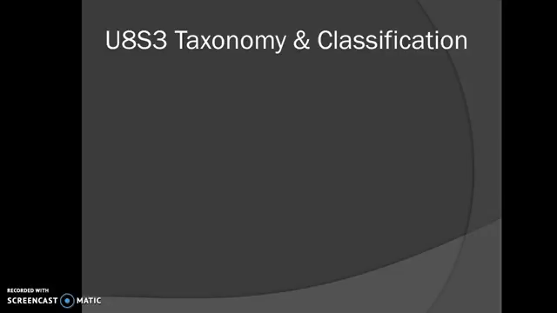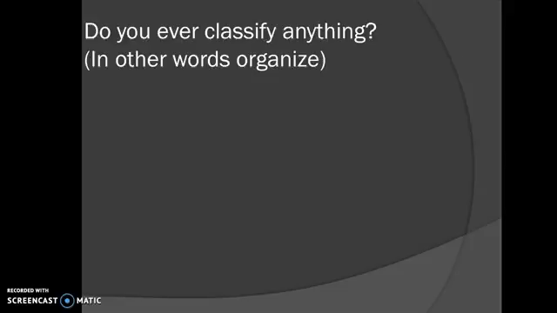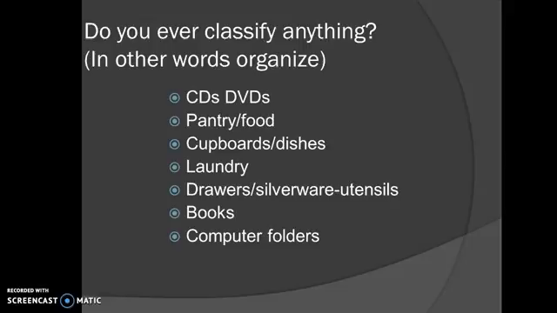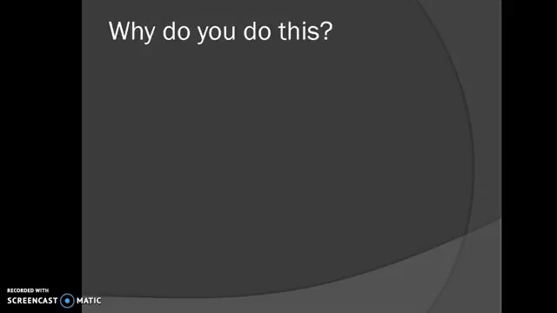Okay, this is Unit 8, Segment 3, Taxonomy and Classification. Okay, question to start off with. You don't have to write this down. Do you ever classify anything? In other words, do you ever organize anything, like in your room or in your locker or in your car? CDs, DVDs, pantry, food, cupboards, dishes, laundry. I know you all are sorting your laundry. Drawers, books, computer folders, anything that you would then organize. You are classifying them according to whatever meets that criteria, and then you're placing them where they should go.